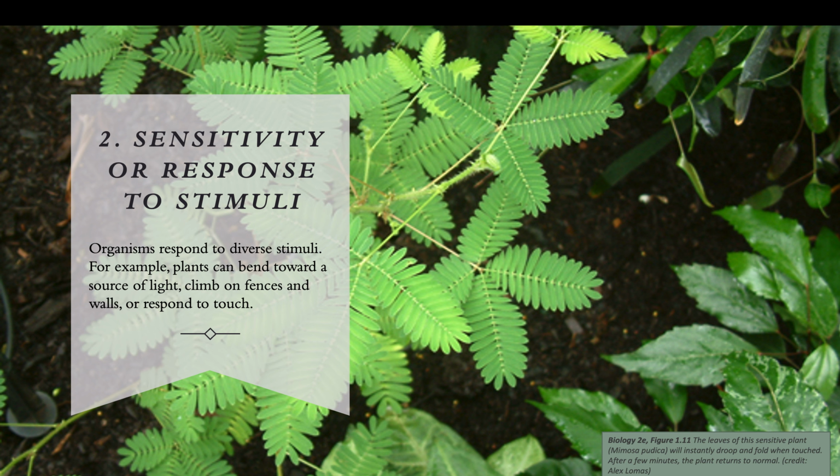For example, plants can bend towards a source of light, they can climb on fences or walls, and they can respond to touch. The image that I used for the slide is from your book. The leaves of this plant are actually sensitive. They instantly droop and fold when touched, and then after a few minutes, the plant will return to normal. So something as structurally simple as a plant versus a human being is still responding to stimuli, whether that be light, water, wind, weather. Things have to be able to respond to be living.